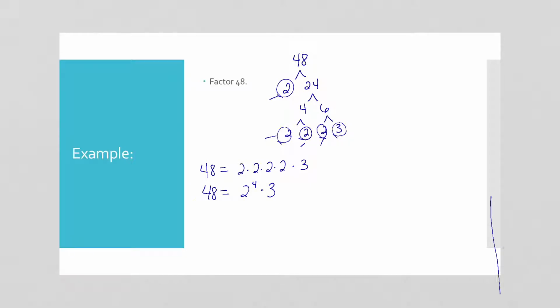Now, what if in the beginning we had done this? Let's say 6 times 8. That's also 48. Well, you would get 2 and 3 here. Those are both primes. 4 and 2, well, that one's prime. 2 and 2. Notice you still get the same answer. You get 4 2s and 1 3. So it still works out. No matter what two numbers you decide, just circle the primes as you get to them.